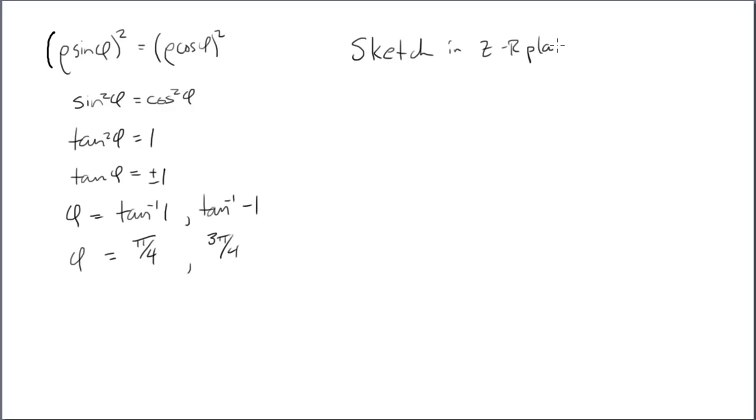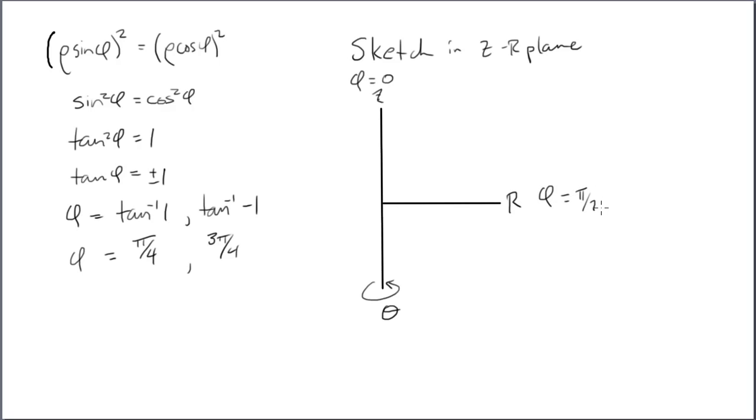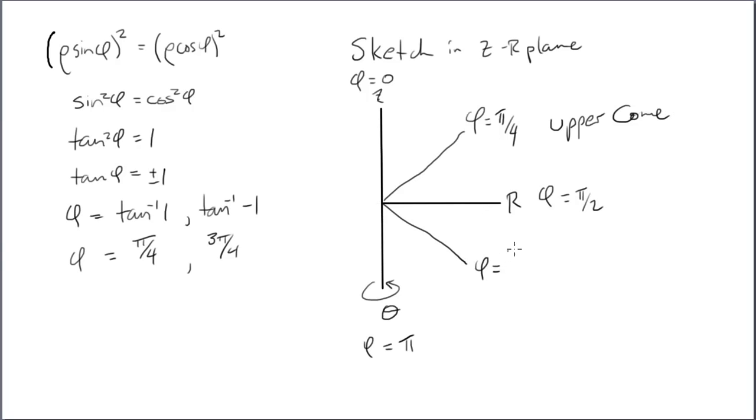Now we'll look at our sketch in the ZR plane, but using this spherical description. R, my radial axis, Z, my vertical axis, theta, swing it around in space. Phi equals 0, that's straight up, and it drops down. 90 degrees, pi over 2, and 180, phi equals pi. And then we're done. Pi over 4, there's my upper cone. And then 3 pi over 4, there's my lower cone.